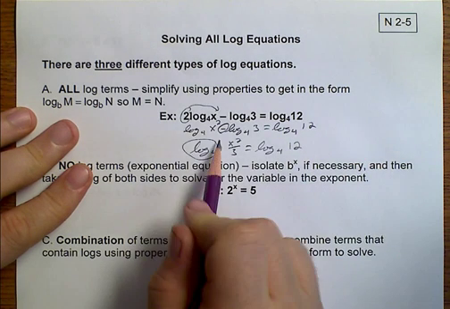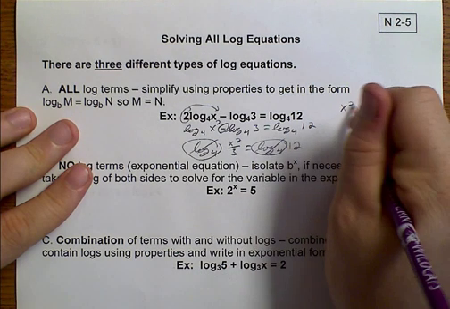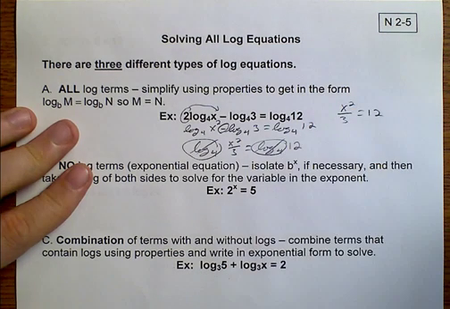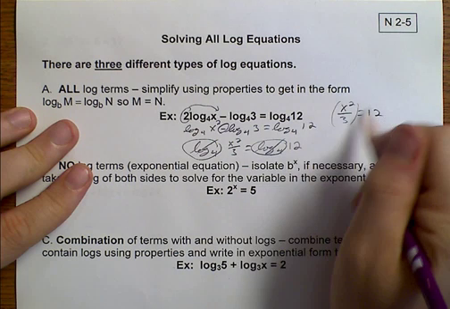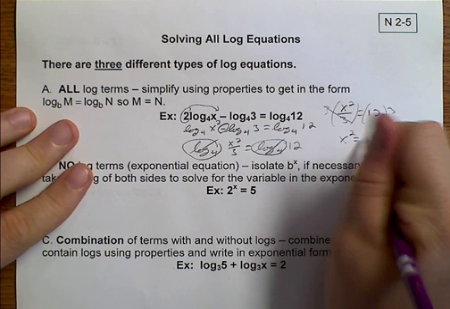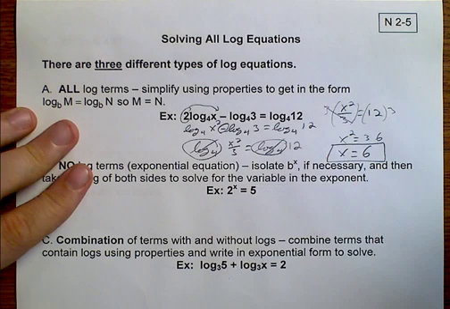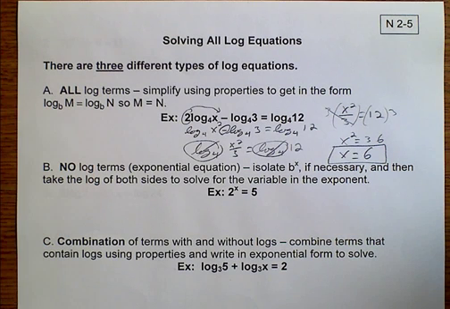We can then cancel our logs, and we get x squared over 3 equals 12. Multiply both sides by 3. X squared equals 36, and the square root of 36 is 6. So that's our first example.